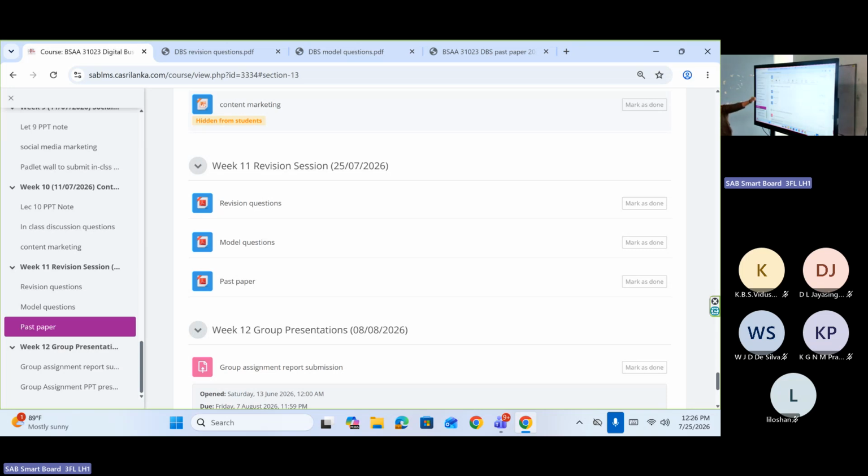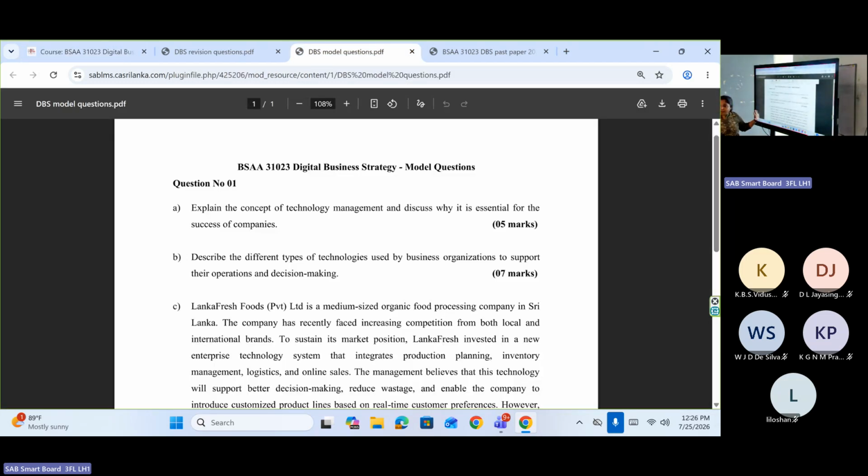Okay, so we'll start from the revision question paper. There I will guide you through the PowerPoints and show you where the answers are. It's your job to write short answers for these revision tests. Then two model questions were given during the class. I will give you a chance to write answers for these two questions, and I will check each one of your answers and give you marks. Then you can get an understanding of your level.